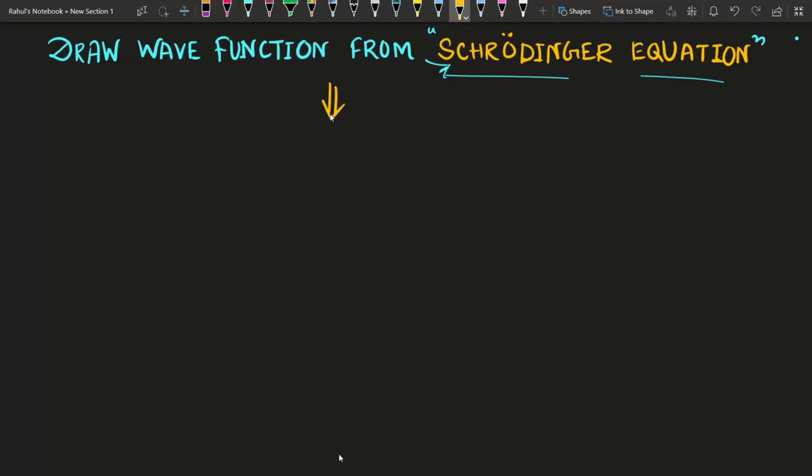Today in this video, I will discuss a general method of how you can draw the wave function. First, I am going to discuss what I am going to talk about in today's video. For an example, let us take the example of an infinite square well.